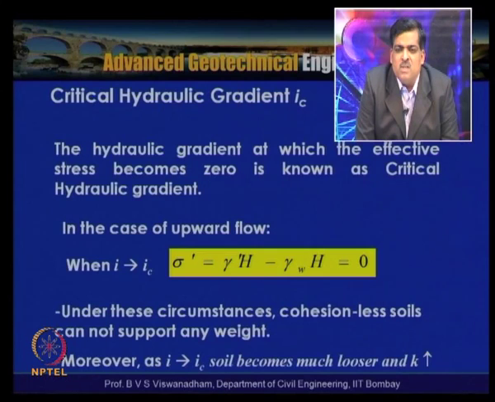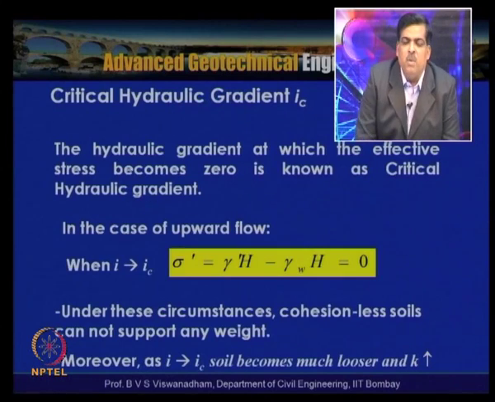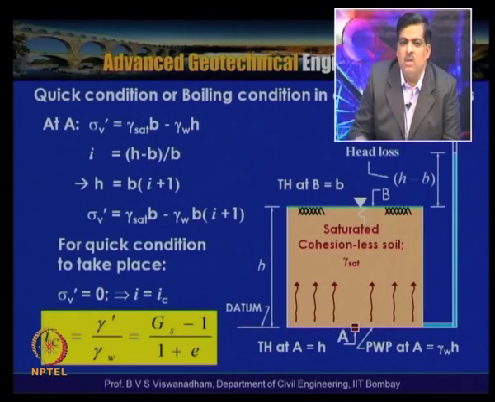Under these circumstances, when i tends to ic, the effective stress becomes 0, that is, gamma dash H minus gamma w H is equal to 0. Under these circumstances, cohesionless soils, particularly soils without any binding capacity, cannot support any weight. So, when this situation of critical hydraulic gradient exists, the soil loses its supporting capacity. Moreover, as i tends to ic, the soil becomes much looser and the permeability of the soil increases drastically.